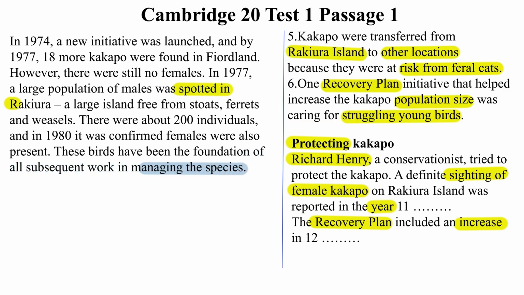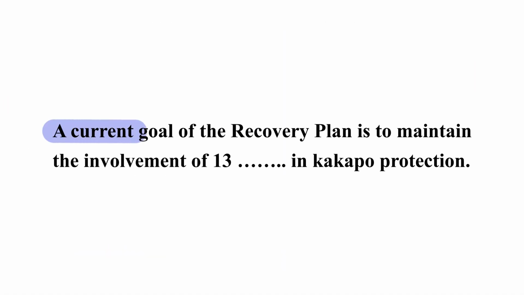Here, Rakiura is spotted, and 1980, females' presence also confirmed. So the answer for question number 11 is 1980. For question number 13, a current goal of the recovery plan is to maintain the involvement of dash in kakapo protection. So here, the search words are current goal, recovery, and protection.